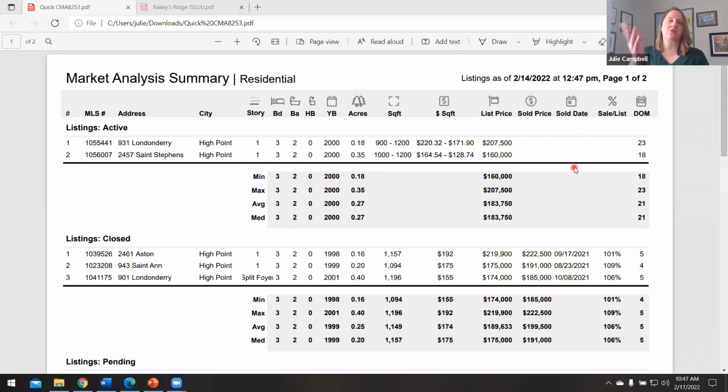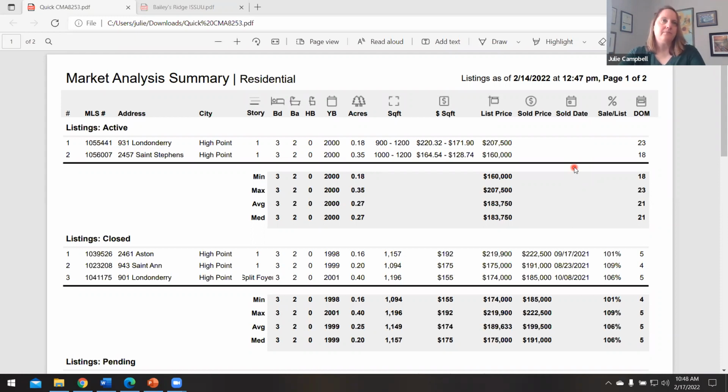If you're in another MLS, your CMA may look a little different, but the idea is going to be the same. This is what I'm taking to my listing appointment. This is what I'm sharing with my buyer when they say, ooh, this is the one, let's write it up. What should I offer? This is the CMA that we do for our clients. Questions on that? Is this all information we're allowed to share with a client?